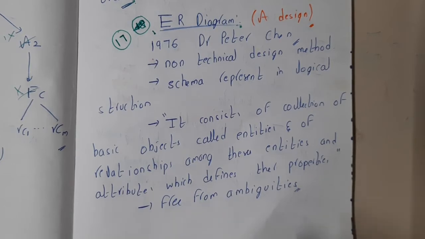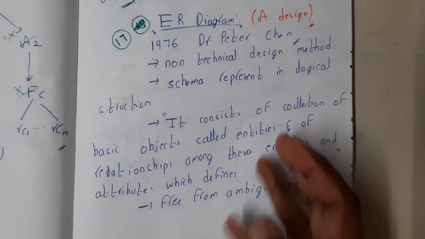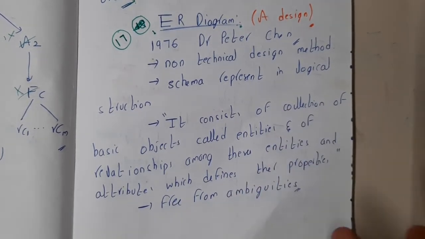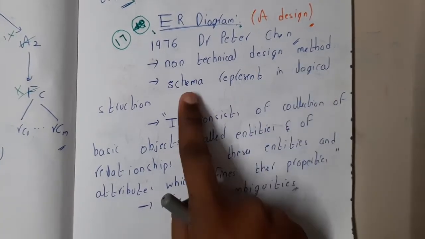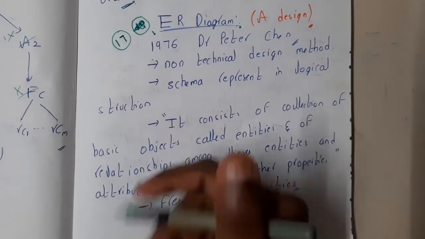It is not like a civil diagram or a blueprint, where you need to understand the terminology first. ER diagrams are really easy, guys. If you want to try it out, you can take a small kid, like your brother's or sister's son, and explain it to him. He will also explain the things back to you. That easy they are. So it is a non-technical design method, and the schema is represented in a logical structure.